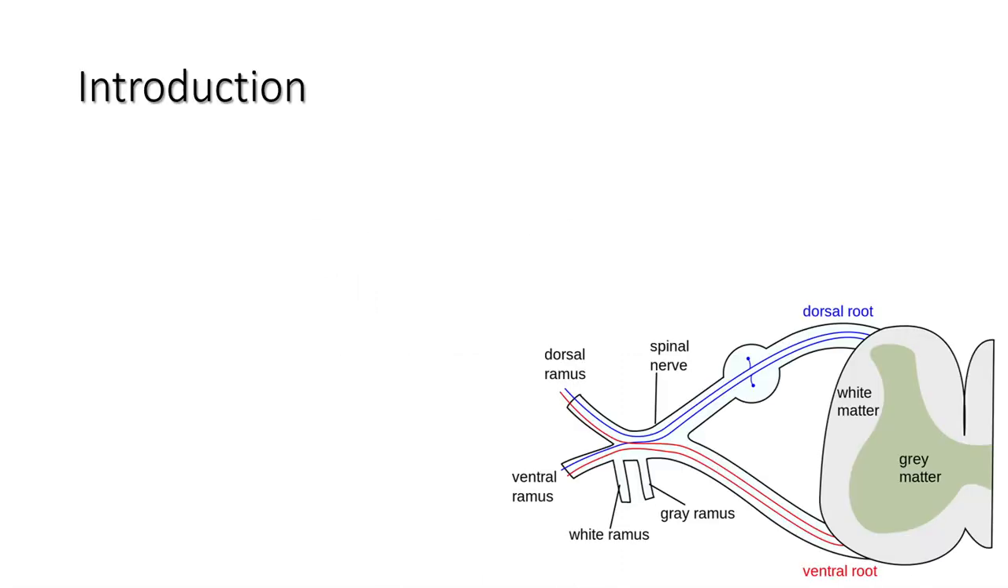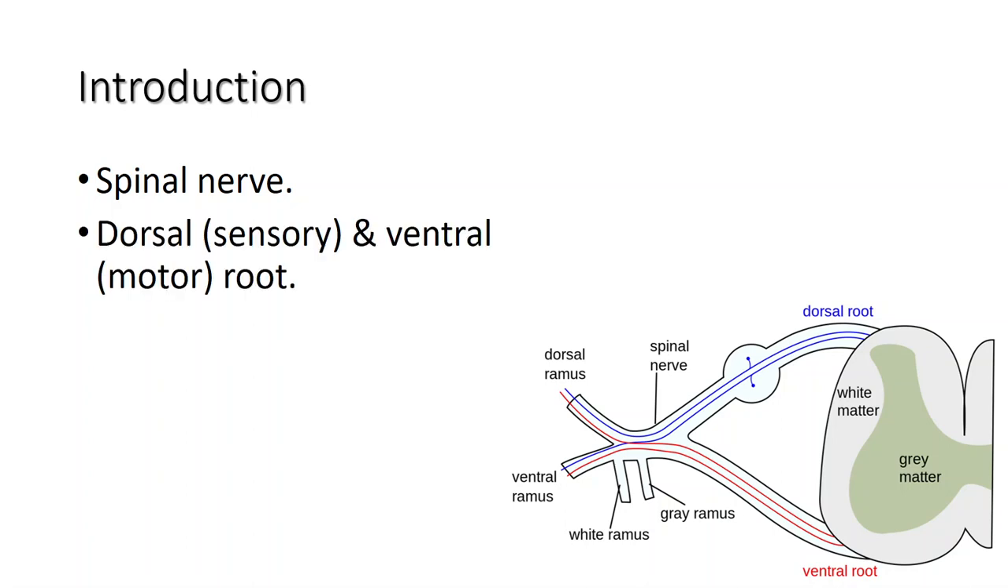The general sensations from all parts of the body, except the face, are carried to the spinal cord through the spinal nerves. As the spinal nerve approaches the spinal cord, it divides into the dorsal sensory and the ventral motor roots.